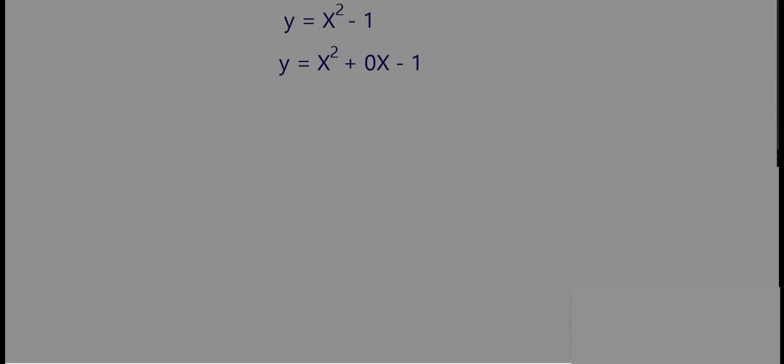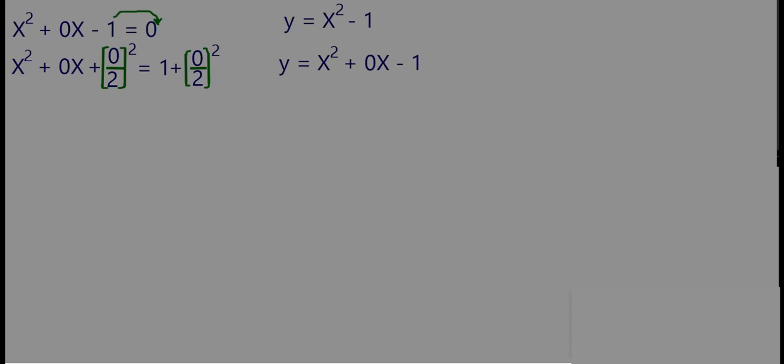To now solve for x, we rewrite the equation and change y to 0. We can rewrite x squared plus 0x. We place 0 over 2 between brackets squared. We move 1 over and it will become positive. And we also add 0 over 2 between brackets squared. 0 over 2 between brackets squared will give 0, allowing the 1 to remain. We write x plus 0 between brackets squared because dividing any number into 0 will give 0.